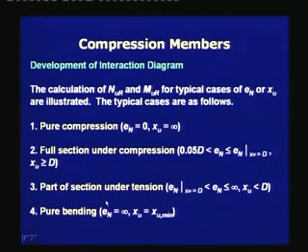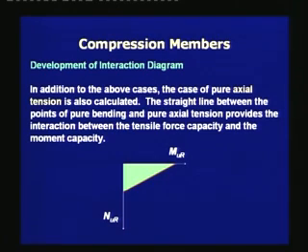Third is part of section which is under tension. Here En is greater than the value corresponding to Xu equal to d, but it is less than infinite, and Xu is less than d. And finally, we have pure bending, where En is equal to infinite and Xu is equal to x min, which is the minimum value of Xu. We shall study these cases as we move on.